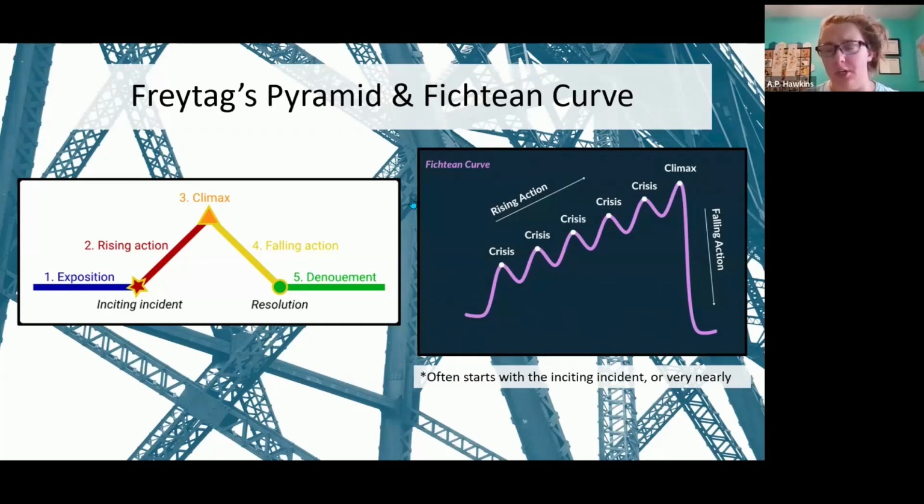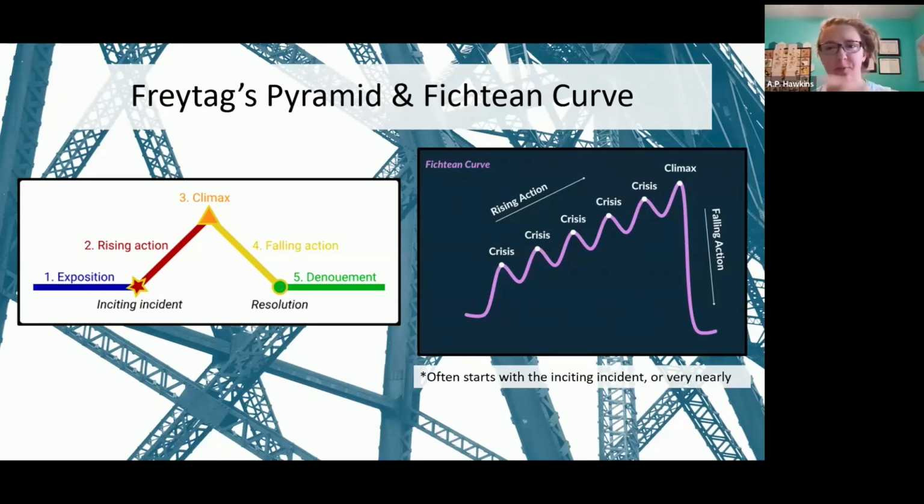The Fitchian Curve is a little bit different from this. And someone mentioned in the chat, most James Bond films seem to be a Fitchian Curve. Yeah, the Fitchian Curve is very common in film, extremely common in film, because what happens at the Fitchian Curve is you're essentially starting with an inciting incident, or very nearly. You don't have a lot of exposition or world building at the beginning. You're starting with something's happening that's weird, and it's going to set our character on a specific path.